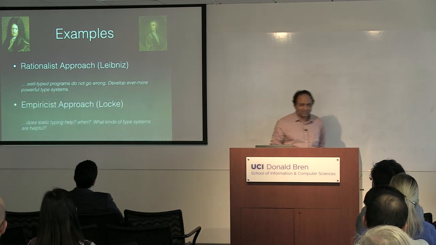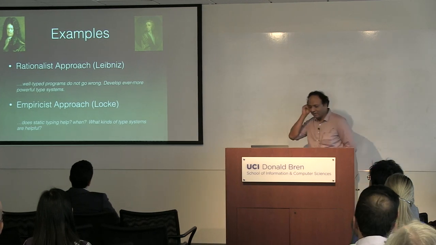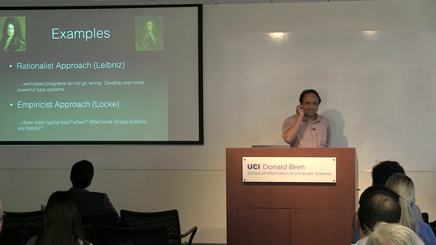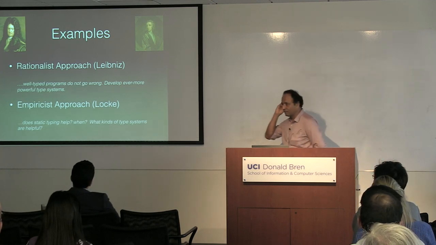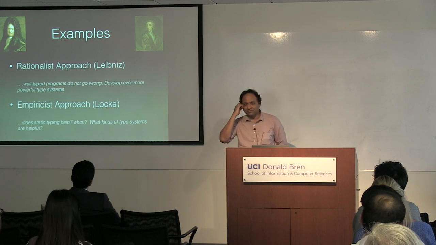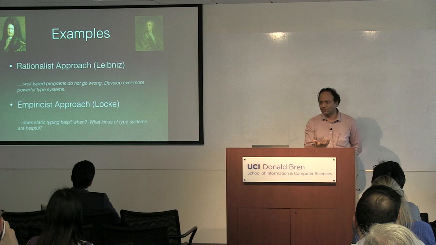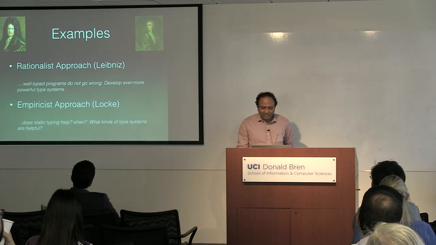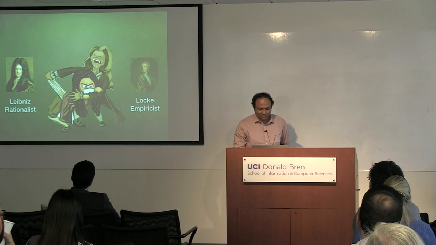Okay, an empiricist approach to the same issue might be something like, what is static typing in the real world? What kind of bugs does it actually help you find? And based on what we learn about these type systems, what kind of type system should we be building, defining and using, right? So the properties of the type system are less important than what actually helps programmers write code.